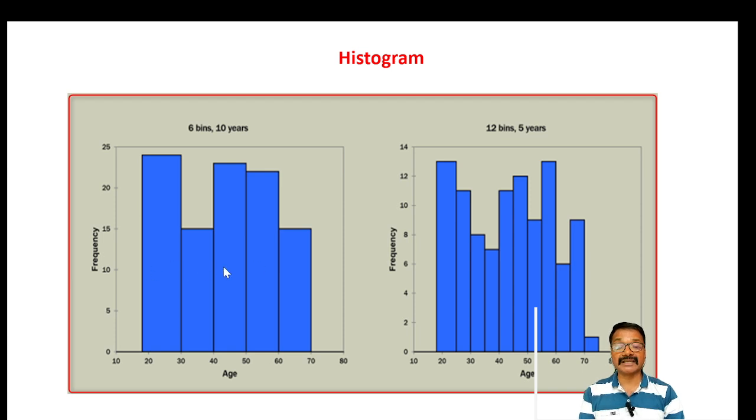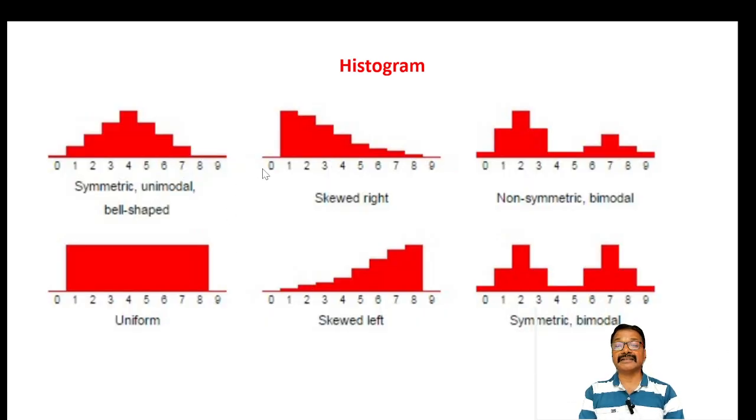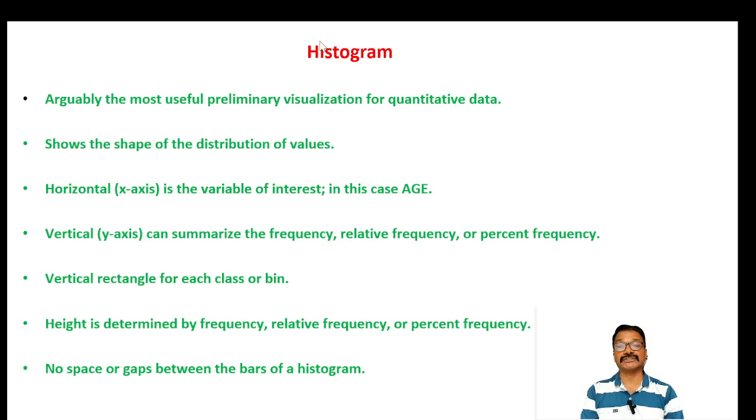Now see, it is continuous; the first column has a relation with the second column, so you can get the distribution. What is the distribution? Similarly, these are the different kinds of distribution, for example symmetric unimodal, then skewed right, then non-symmetric bimodal, then uniform distribution, skewed left, symmetric bimodal. So these are the things regarding the histogram.